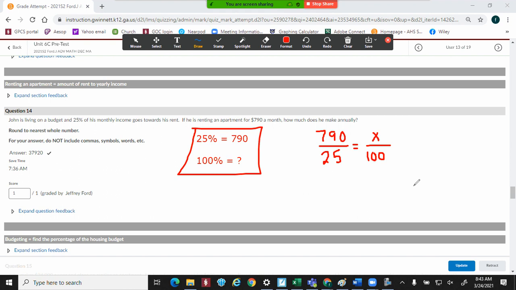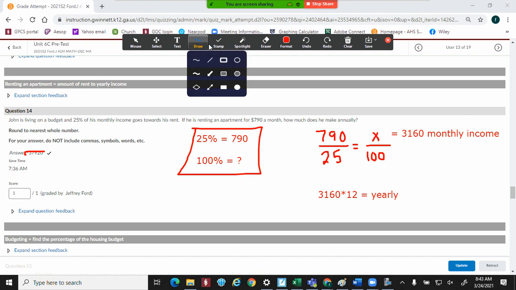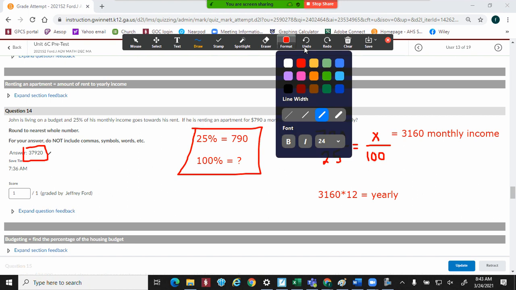All right. So when we get an answer, X ends up being 3160, but this is his monthly income. The question is asking for his annual income, meaning his yearly income. So very simply, we're going to take 3160 and multiply it by 12 to get his yearly pay. When we do that, we end up getting 37,920.